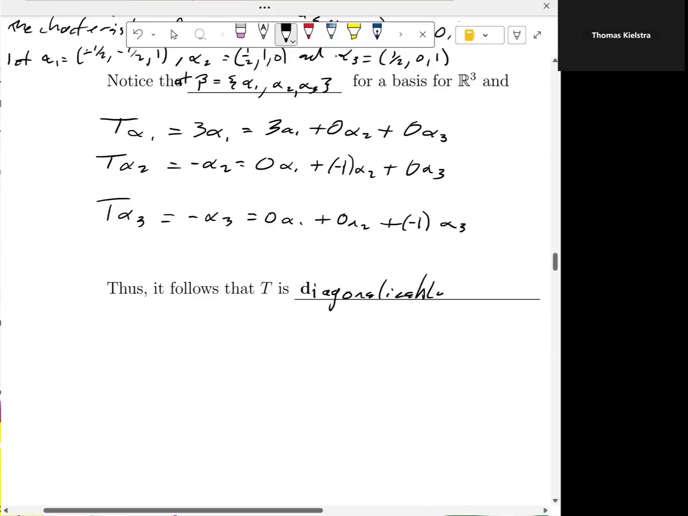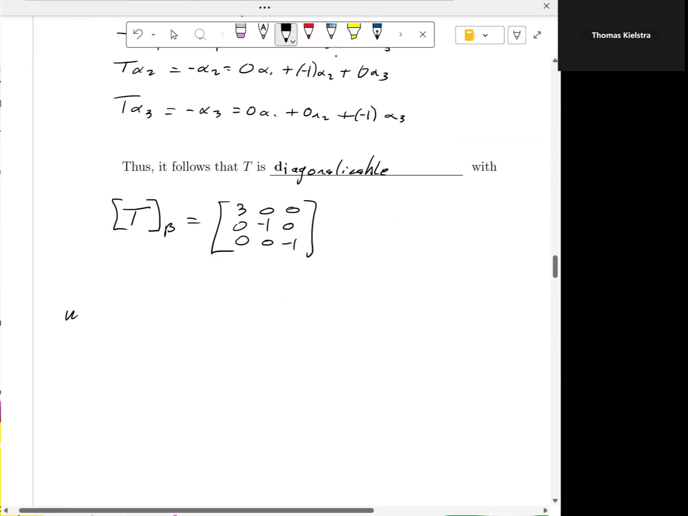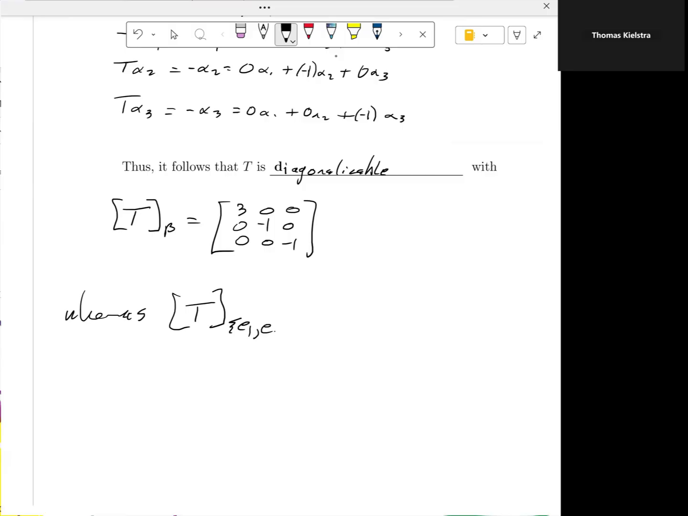Thus, it follows that T is diagonalizable. That is, the matrix representation of T in this basis is the matrix 3, 0, 0; 0, -1, 0; 0, 0, -1. Whereas the matrix representation of T in the standard basis, E1, E2, E3, is A, which is not a diagonal matrix. So while there is a basis where it is diagonal, not every basis forms a diagonal.